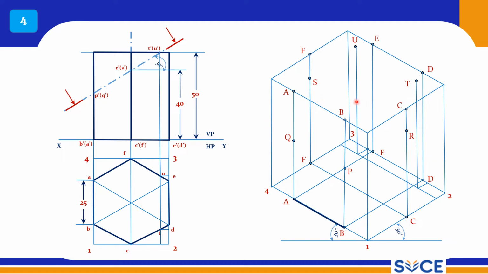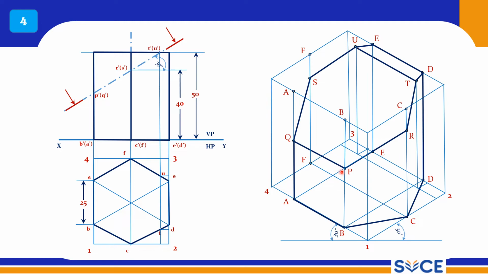Now connect the outermost points with thick lines. So A to B, B to C, C to D, D to E, E to U, U to S, S to Q, and Q to A. So this is the outer line I have drawn. Now I have to show this cut surface. This is the cut surface: Q to P, P to R, R to T, T to D.